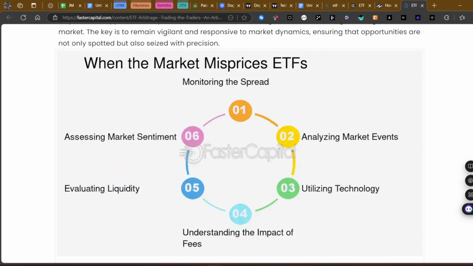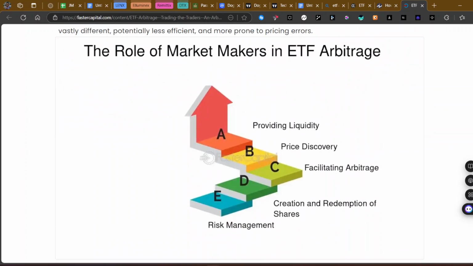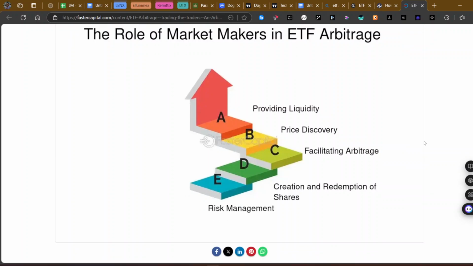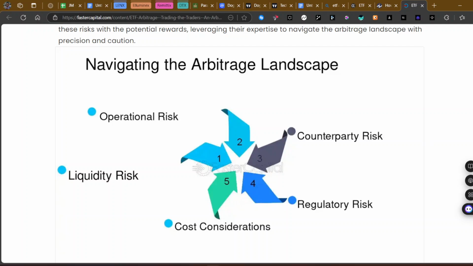Now, as with any trading strategy out there, ETF arbitrage is not without its risks. It has its potential, but there are risks to this strategy. While it can be a low-risk strategy if done correctly, there are still potential pitfalls. One of the main risks in ETF arbitrage is the execution risk.